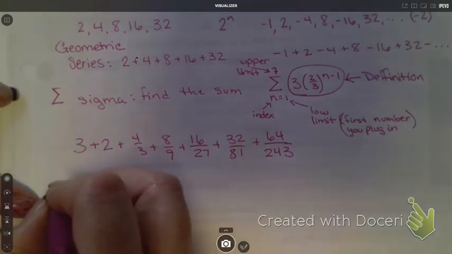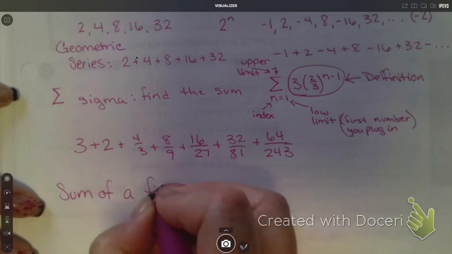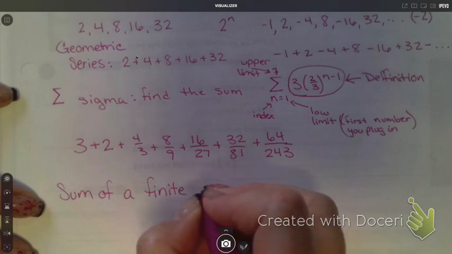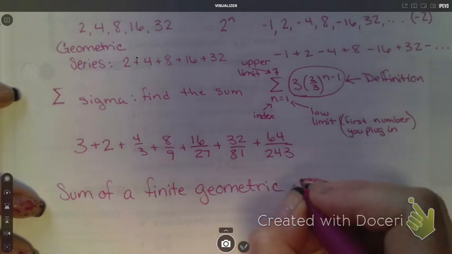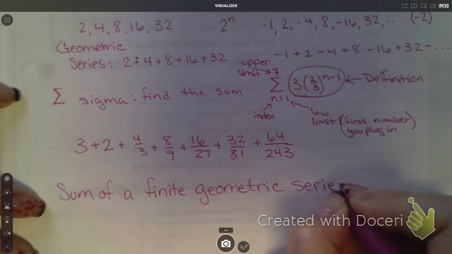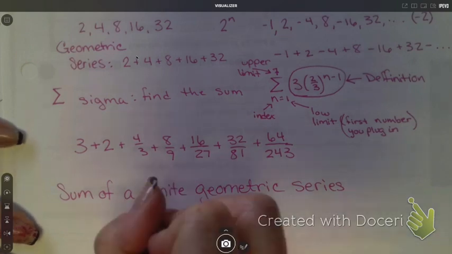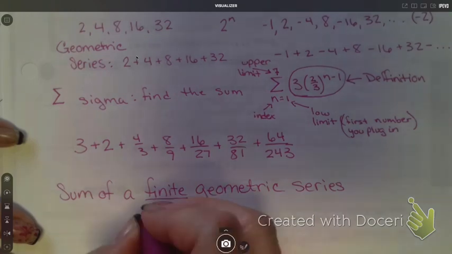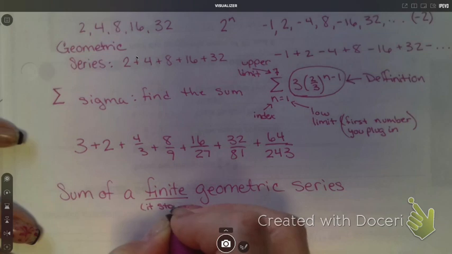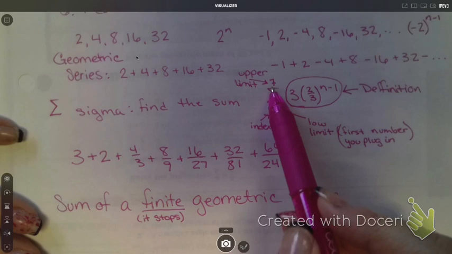It is the sum of a finite geometric sequence. Or sequence, series. It's a series. Okay. So what does finite mean? It stops. So if it wasn't finite, this upper limit wouldn't be 7. It would be, what's the number that never stops? Infinity.